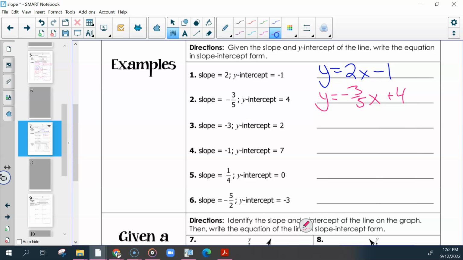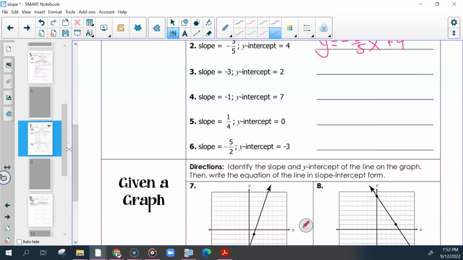Number 5. Sure. So with number 5, we would start off the same way. Y equals, my slope is 1/4 x. Then you have an option. Because the y-intercept is 0, you can put plus 0, or you can leave it off. Either of those would be fine.